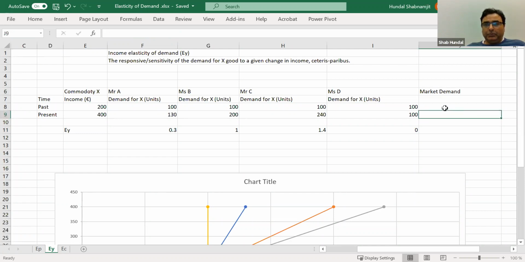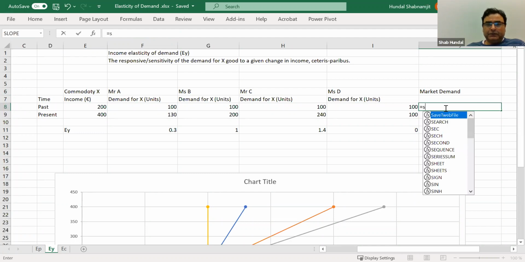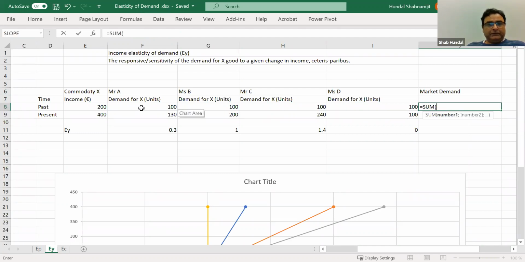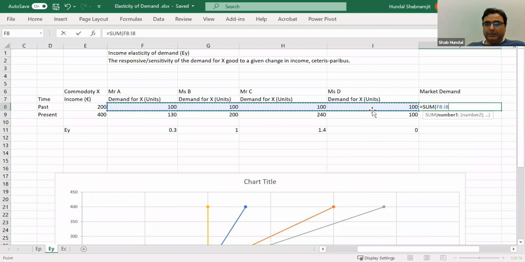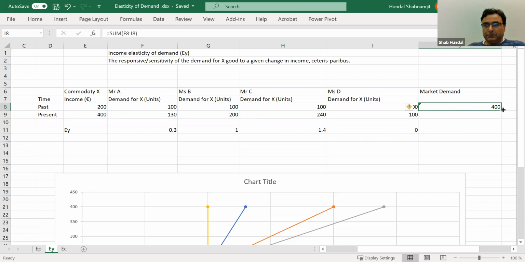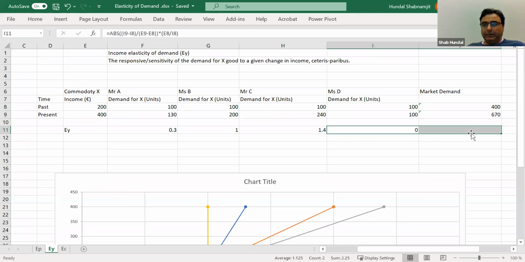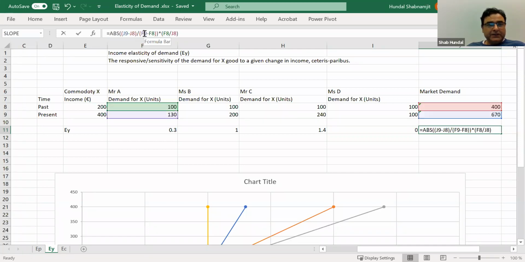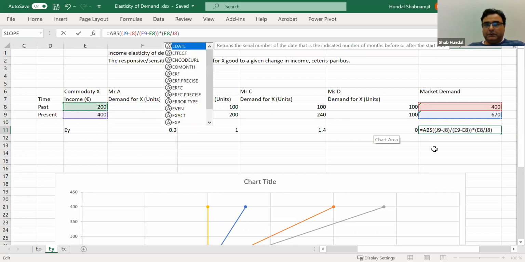And the formula is basically the same: the sum of the reaction, the sum of the quantity demanded by 4 people, and then we go down here. In this case, let me see. If I take the formula up, I need to make a change, J9, J8. The starting point must be E because I'm considering the price change. E8, and E8 here again. And here we go.